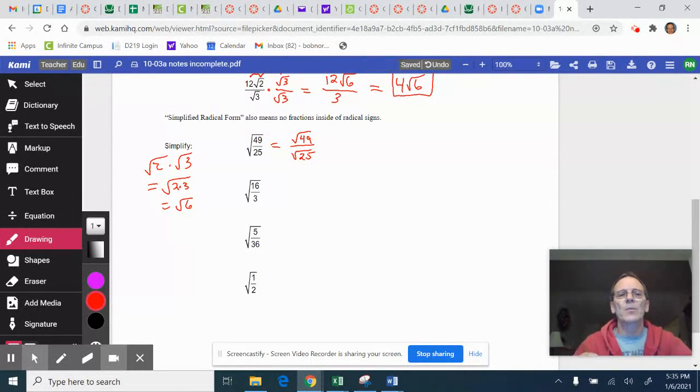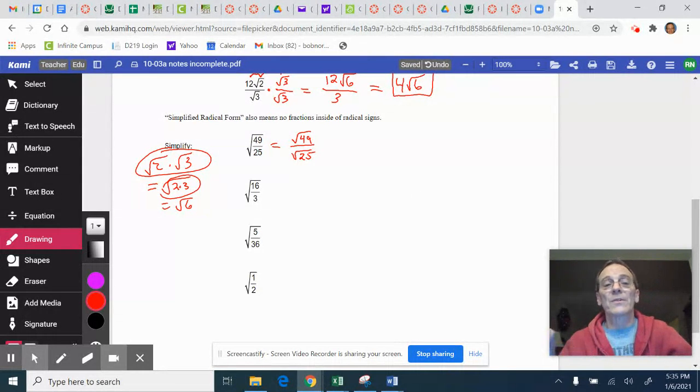Okay. When you have the product of 2 square root signs, like I gave you here, we can turn that into the square root of a product. Well, with division, it's the same thing. When we have the square root of a division, we can turn that into the division of square roots.